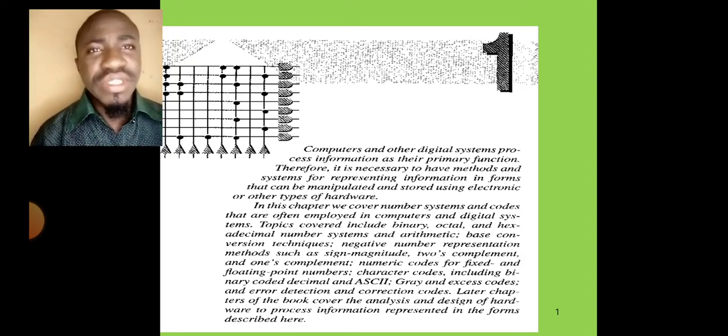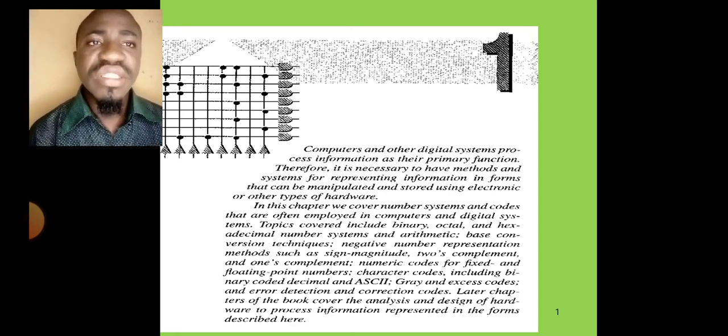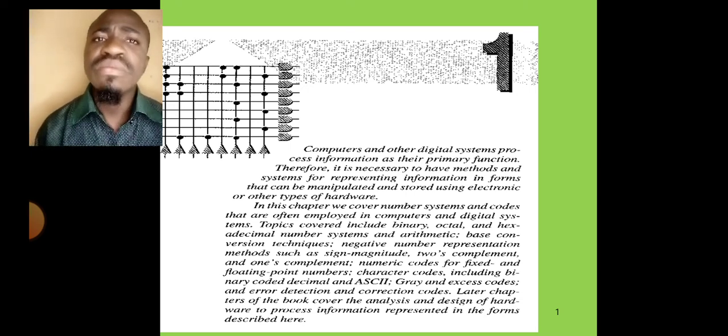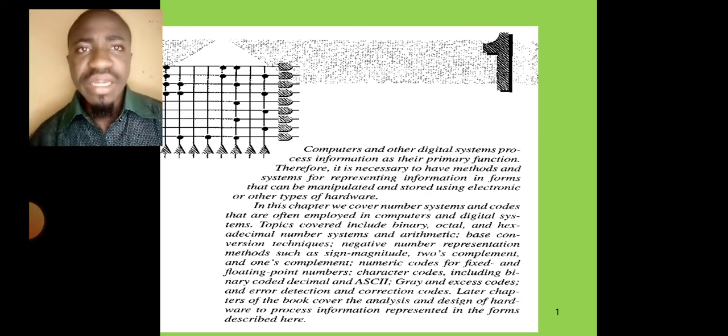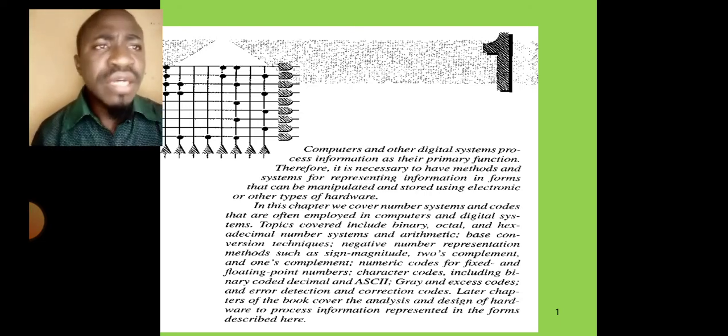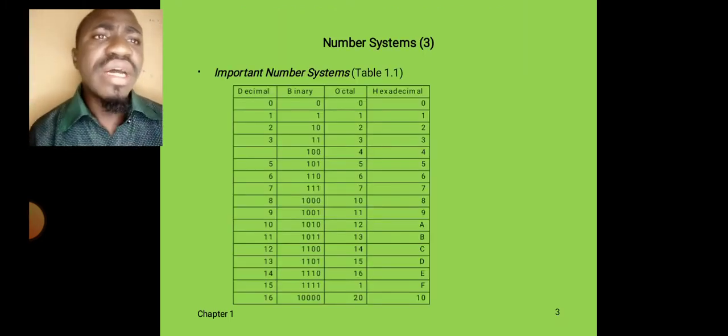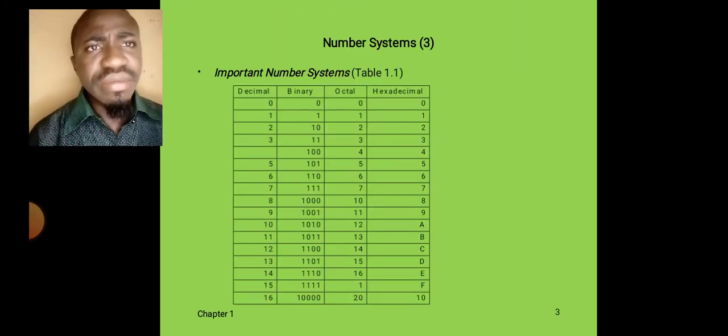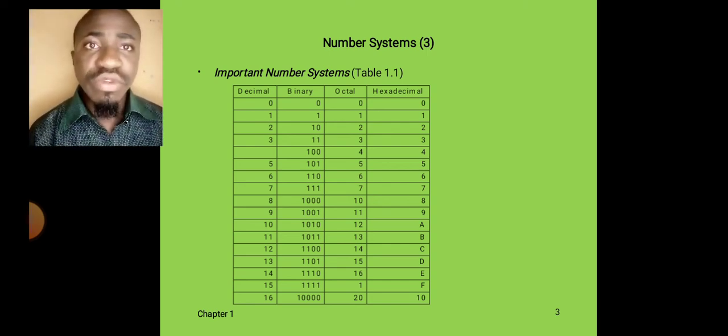Okay, now the binary system is very important in the computer system. It's very important in the computer system. So we're going to look at how to convert from decimal to binary, and from binary to octal, and from octal to hexadecimal. Now we have types of number system.